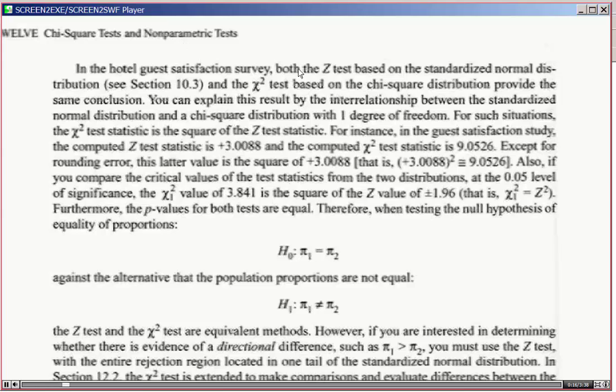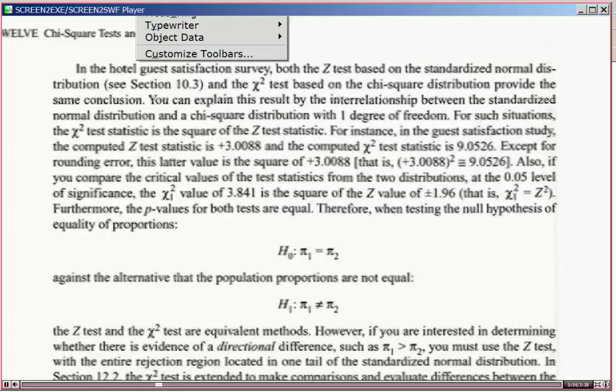In the hotel guest satisfaction survey, both the z-test based on the standardized normal distribution, see section 10.3, and the chi-square test based on the chi-square distribution provide the same conclusion. You can explain this result by the interrelationship between the standardized normal distribution and the chi-square distribution with 1 degree of freedom. So there's an interrelationship there.